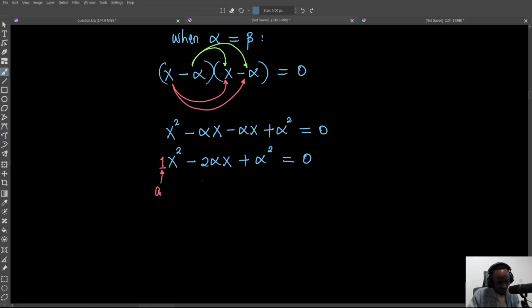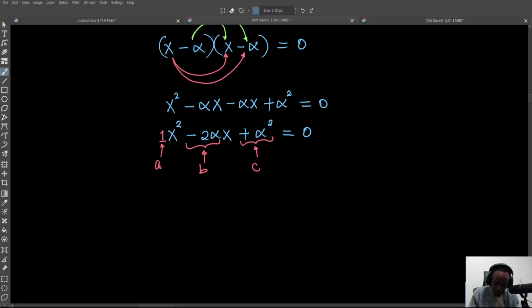And then what is the value of b? The value of b is always the coefficient of x. So the value of b is going to be negative 2 alpha. And then finally, what is the value of c? The value of c is going to be alpha squared, positive alpha squared. Now, with that, what I want you to notice about perfect squares for quadratic equations is that b squared is always equal to 4ac.